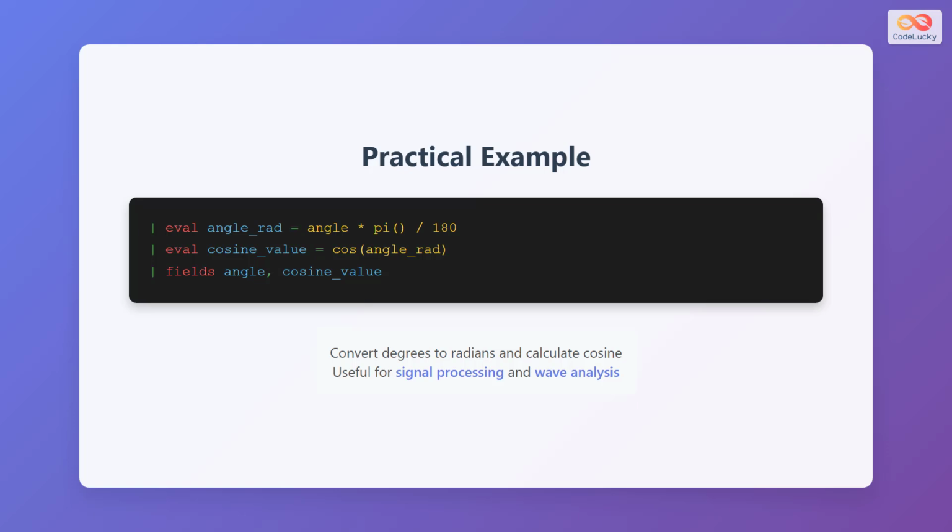In real-world applications, you often need to convert degrees to radians before using the cosine function. This example shows how to do that conversion and apply the cosine function. First, we multiply the angle by pi and divide by 180 to convert from degrees to radians. Then we apply the cosine function to get the cosine value. Finally, we select only the angle and cosine value fields for our output. This approach is particularly useful for signal processing and wave analysis in your Splunk data.